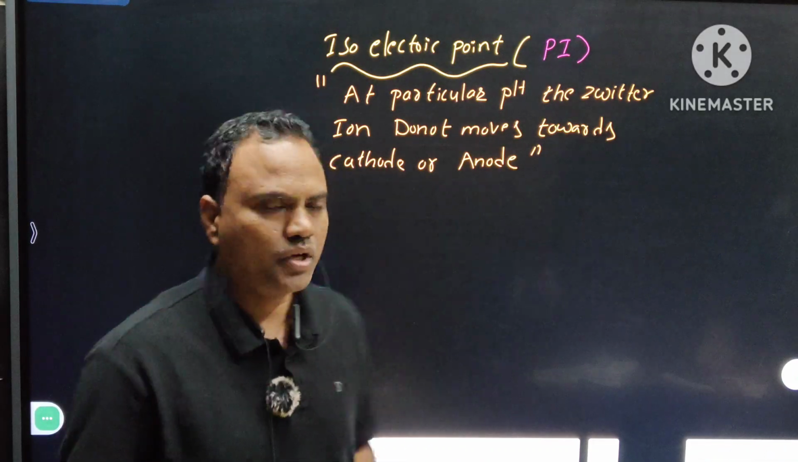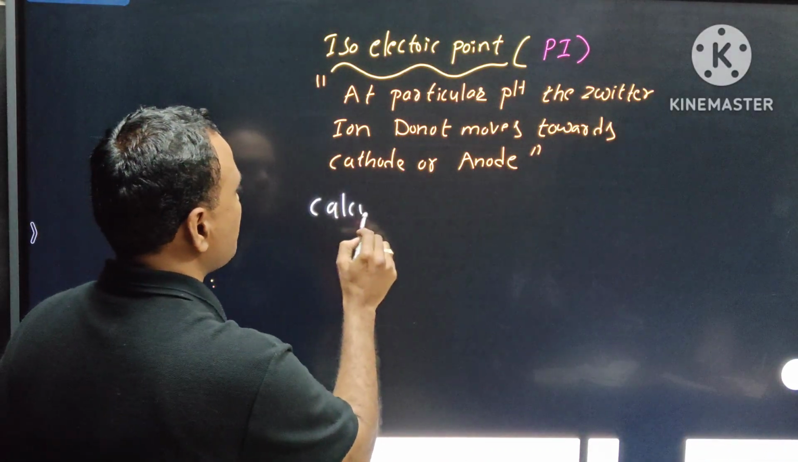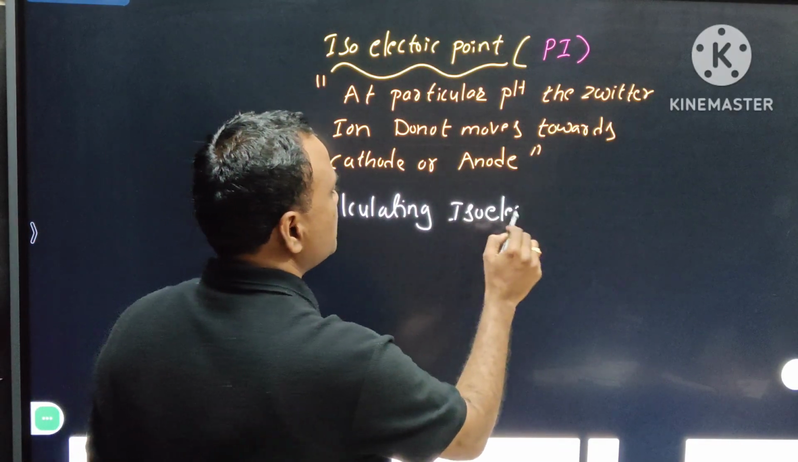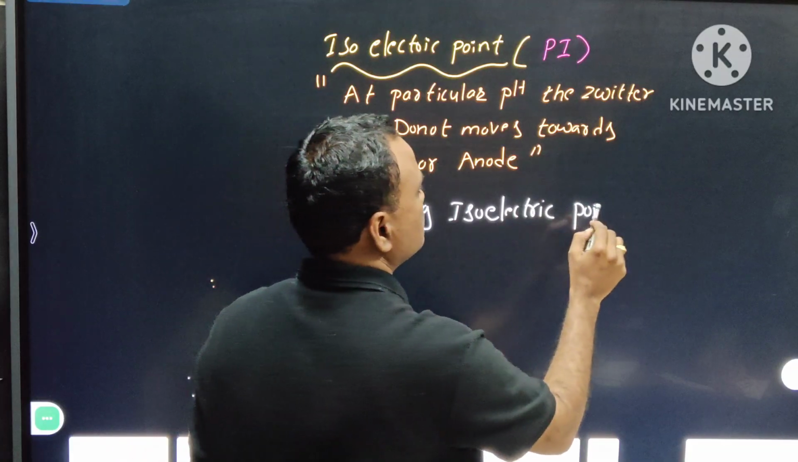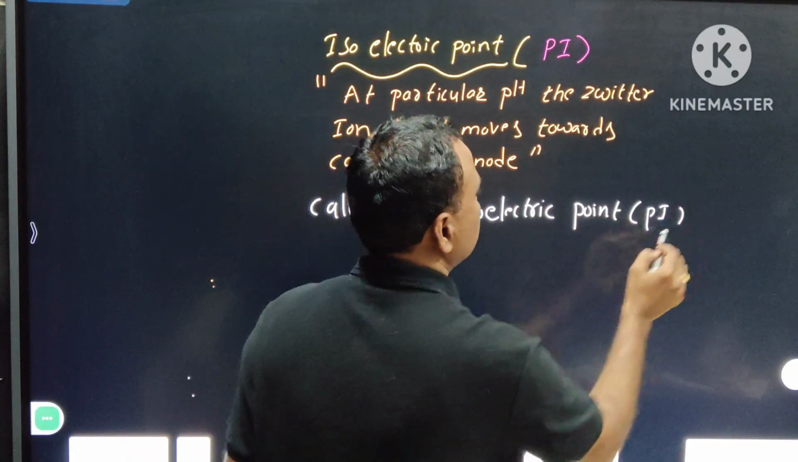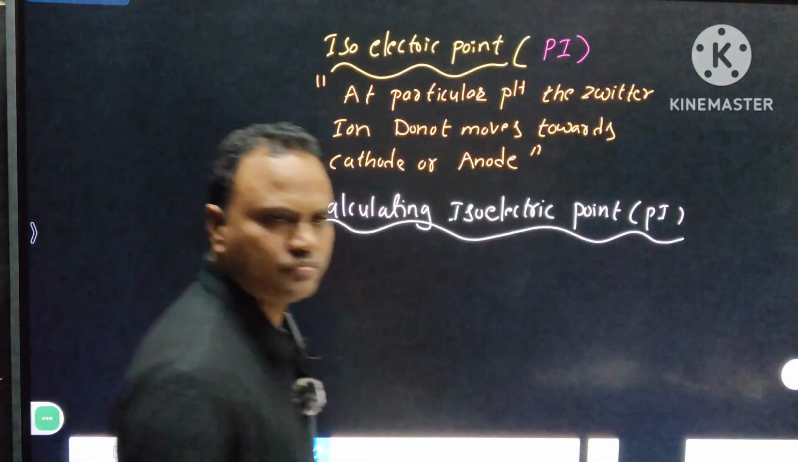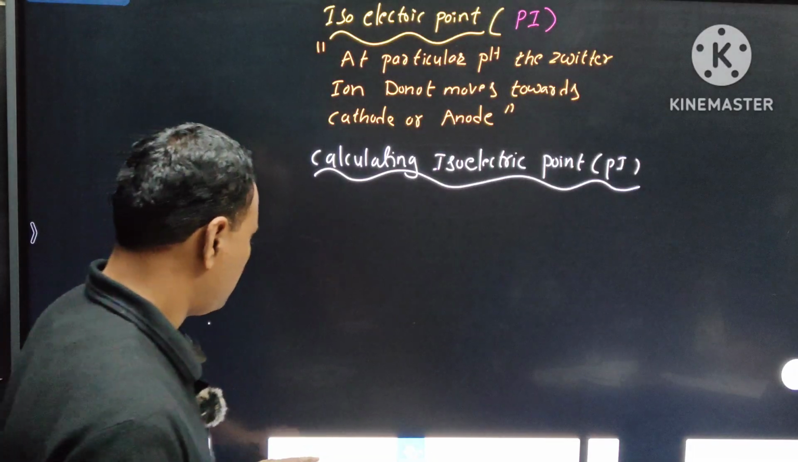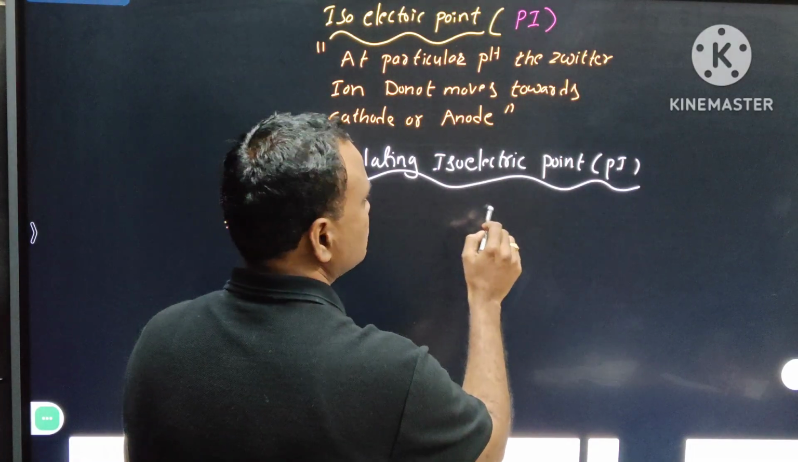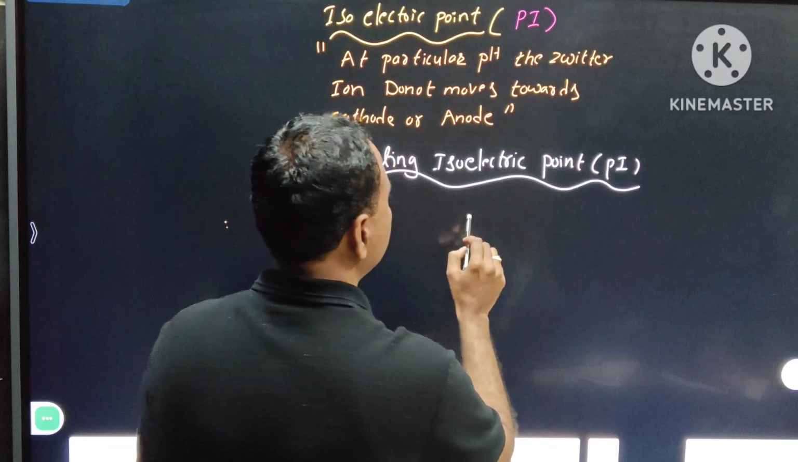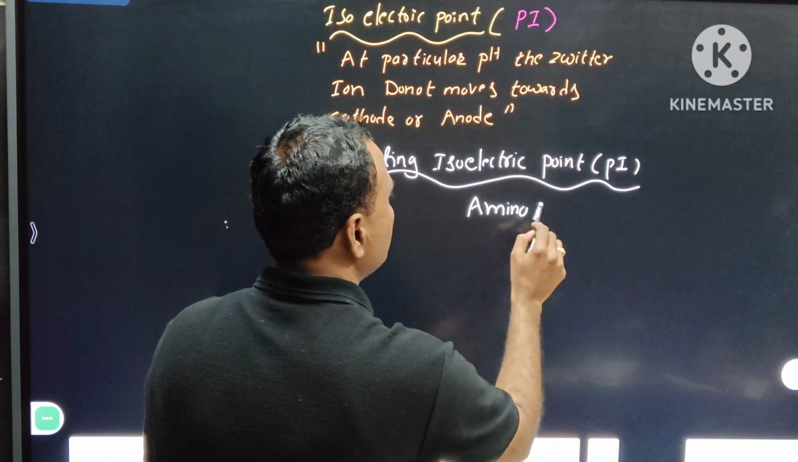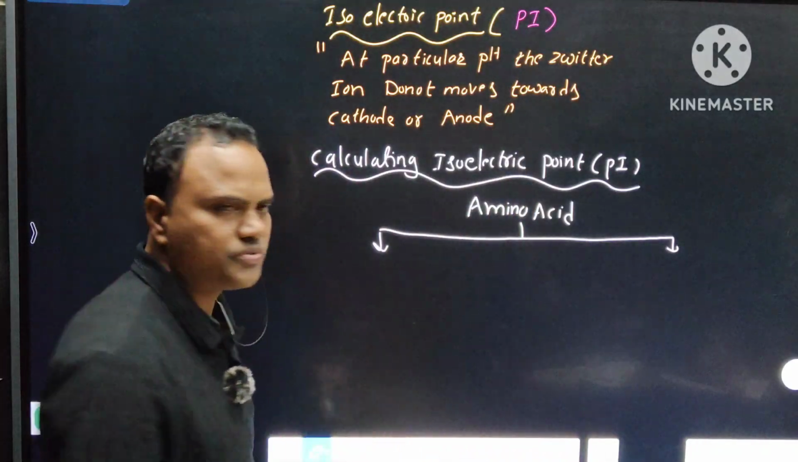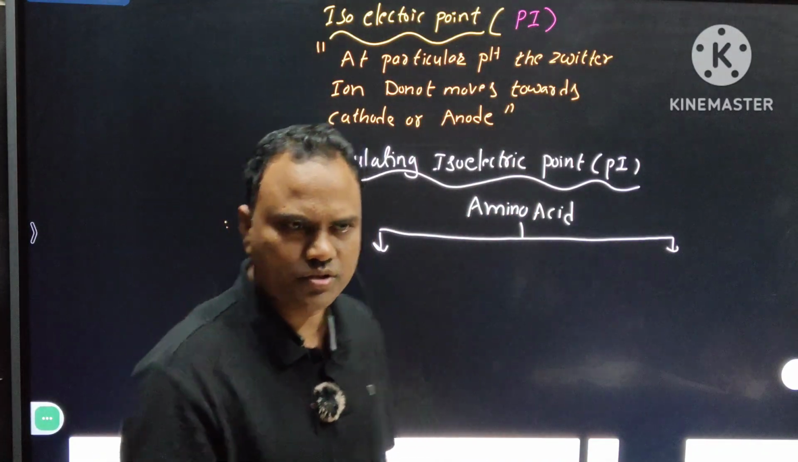Calculating isoelectric point. See, I'll give you one formula. Amino acid. We know types of amino acids: acidic amino acids, basic amino acids.